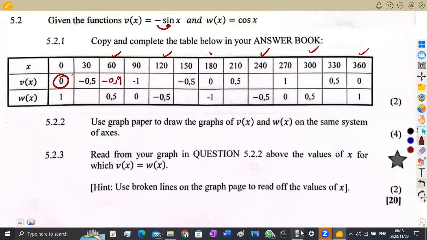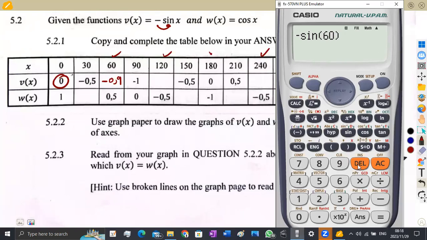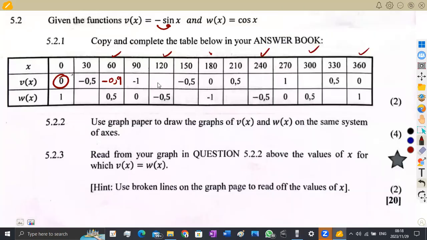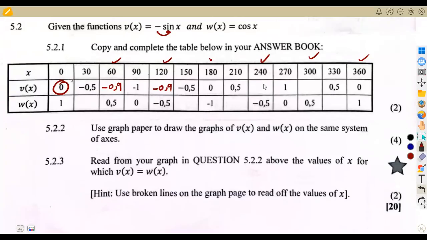At 120, we do the same thing. Just place 120 here. That's the same answer, minus 0.9. So guys, we're going to do this throughout. Substituting at 240, you have a positive 0.9. At 300, a positive 0.9. So that is what you're going to do on W of x, the function of cos x. So cos 30, you substitute there, you're going to get 0.9.